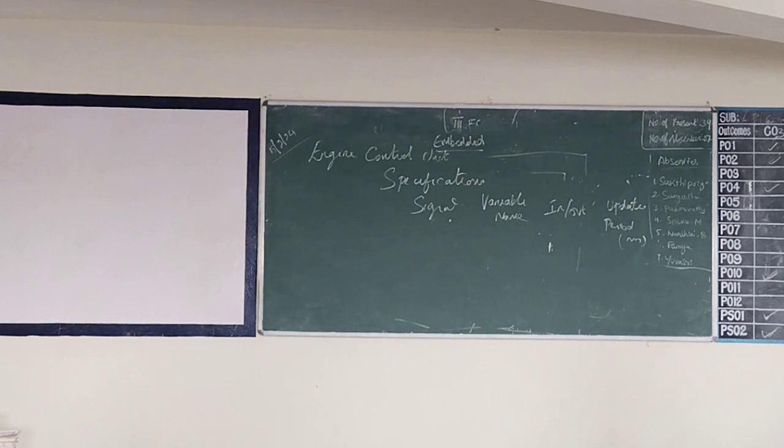Then intake air temperature, shortly called as PHA, and it is an input. Every 500 milliseconds it should be updated.